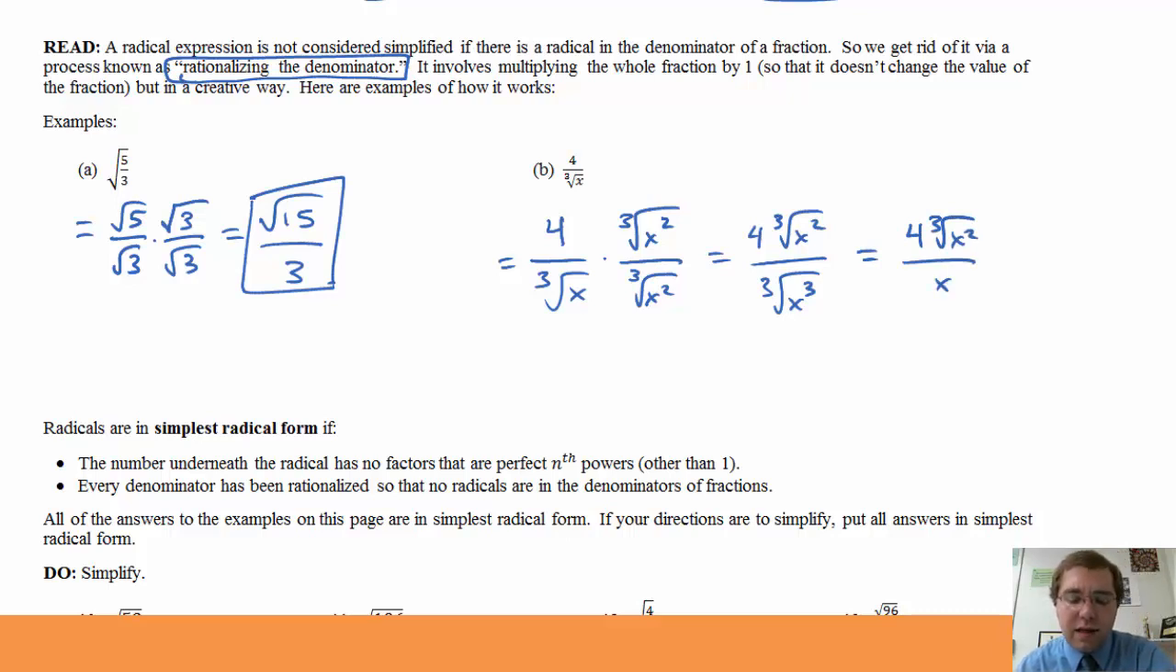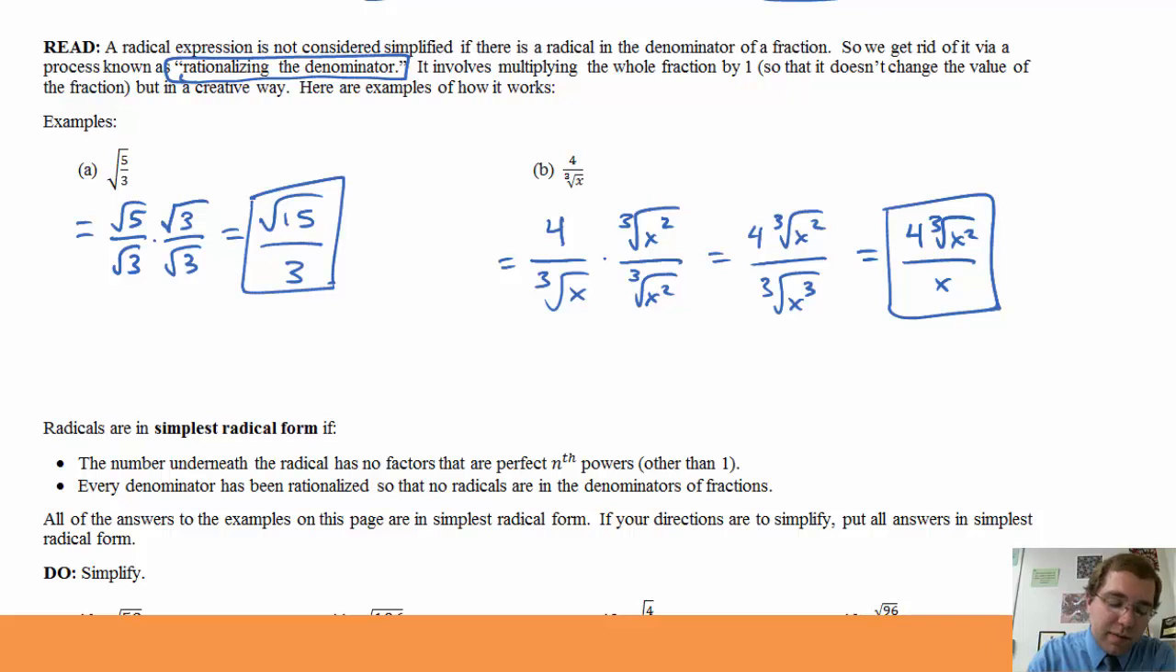Can I cancel that x into the x squared? No, because the x squared is trapped underneath the cube root, while the x on the bottom is free. So I cannot throw it into the cube root on the top. It's outside and it's not going back in.